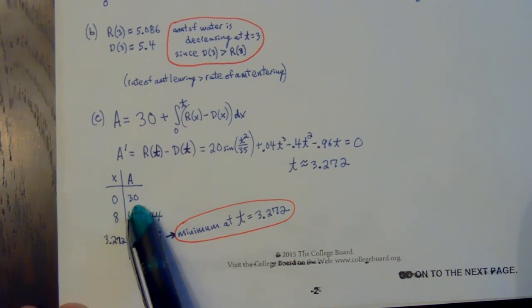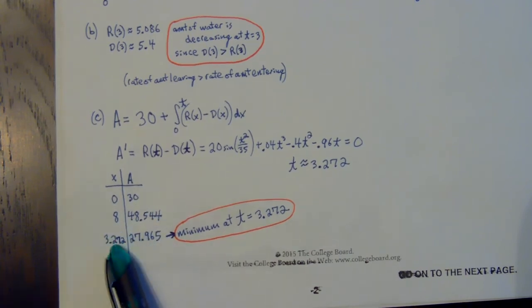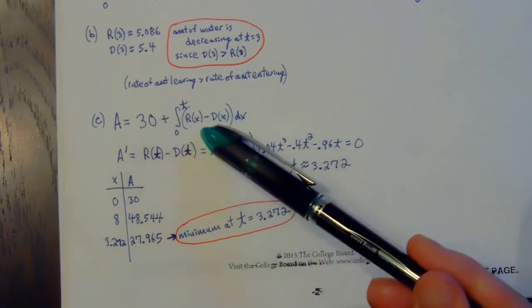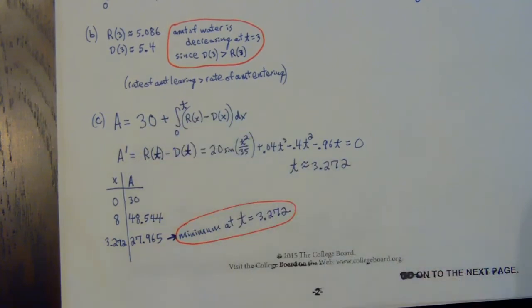So they tell us at 0, the amount of water is 30. So I already knew that one. But then I got to take the 8 and this 3.272, and I got to plug it into this equation right here to see what's that minimum amount of water in the tank.